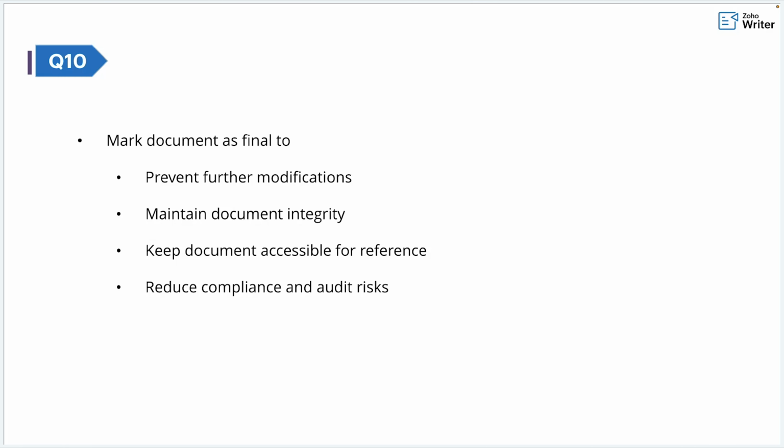So teams can be confident that the version they are viewing is the officially approved version and no one can accidentally override or alter any critical information that is available in the document. At the same time, the document remains accessible to all the stakeholders for reference. They can still open it, review the content, and use it whenever needed without requesting access to separate copies.